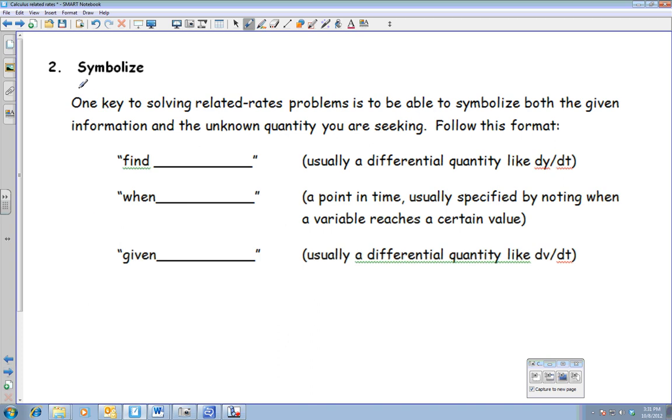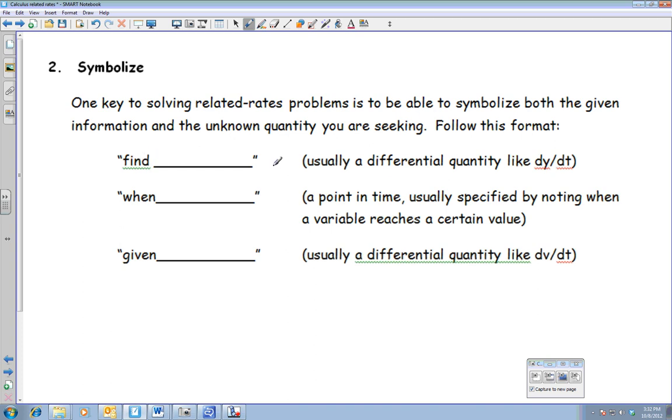The next one, number 2, is symbolize. So highlight that or underline it. One key to solving related rates problems is to be able to symbolize. For every related rates problem that we have, on our work, we are going to write these 3 things down. We're going to say find, and then we're going to fill in the blank, when what, given what. And each of these 3 things will be written on every single problem.